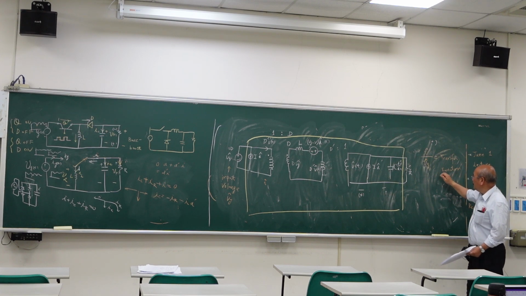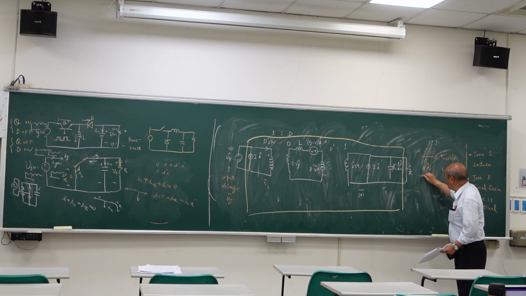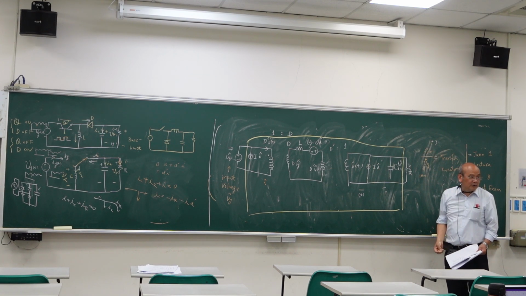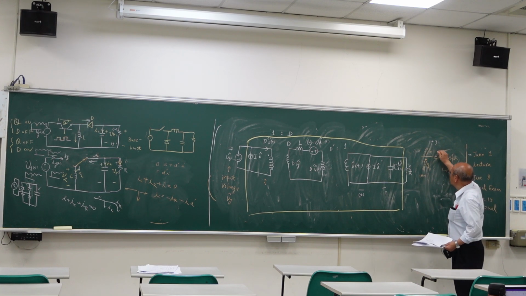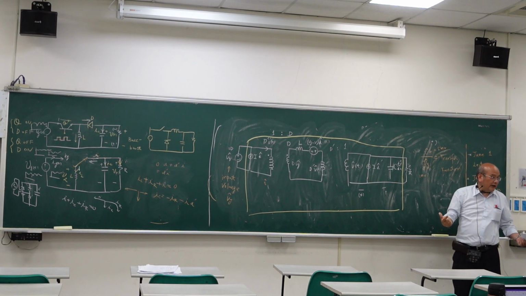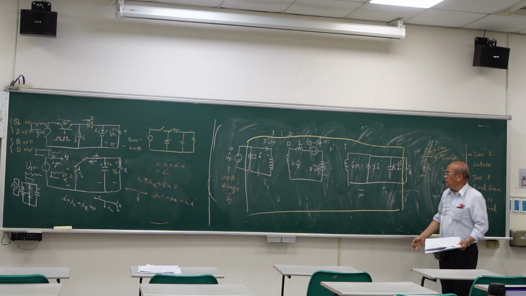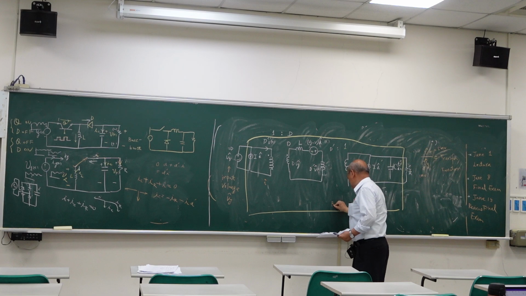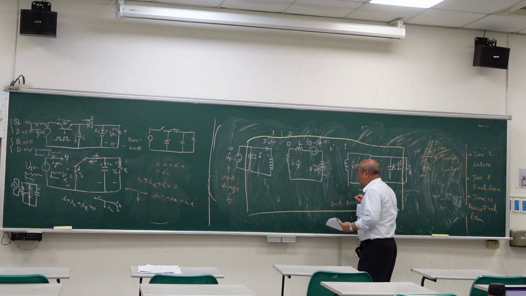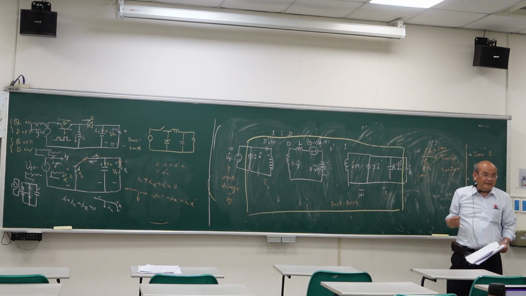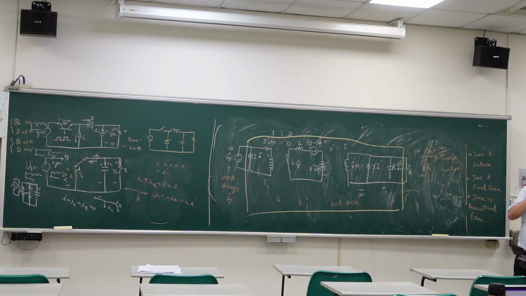So if I say in input we have millivolt ripple, how about the output? If the output is 0.5 millivolt, what is the gain? 0.5. So you can see this is buck boost. So what is buck boost? Very, very complicated. So if you have this circuit, how can you analyze it?